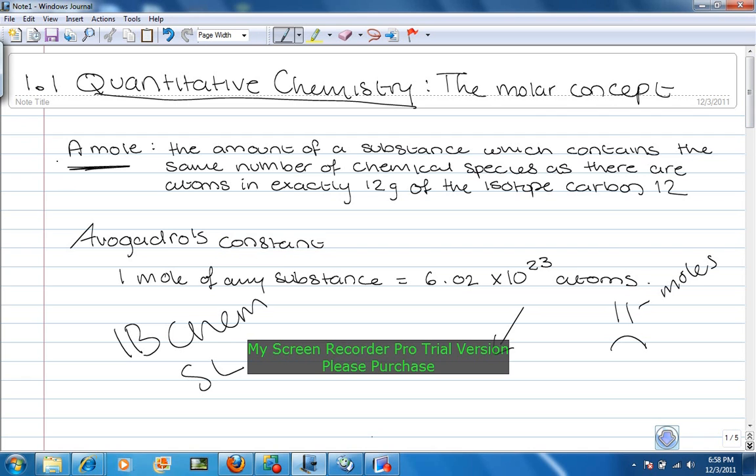The definition of a mole is the amount of a substance which contains the same number of chemical species as there are atoms in exactly 12 grams of the isotope carbon-12. Don't freak out. I'll explain it in English. Basically, let me just erase this.